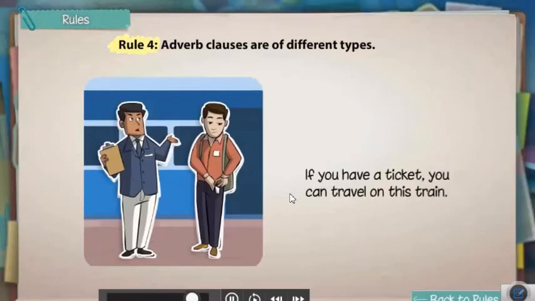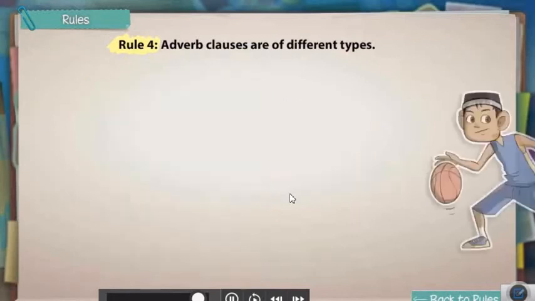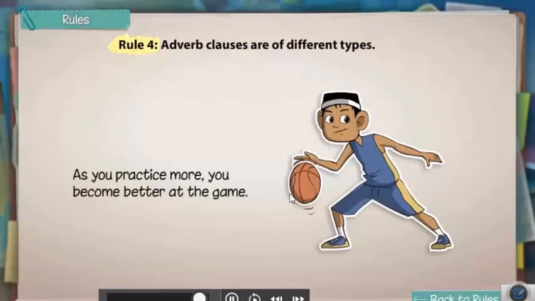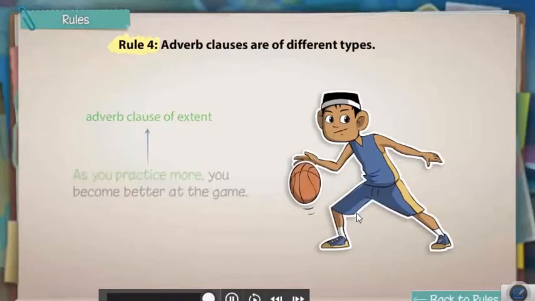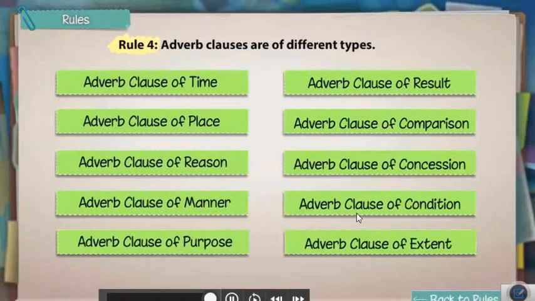In this sentence, the adverb clause states a condition for traveling on the train. In this case, the clause is called an adverb clause of condition. Let's learn about another type of clause. Here, the adverb clause states the degree or extent to which the action mentioned in the main clause is done. This is therefore an adverb clause of extent. Here are the different types of adverb clauses. Click each type to see more examples.